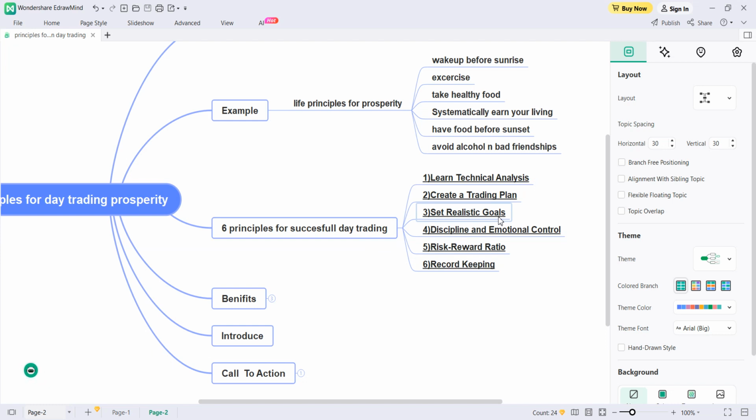Now, what are the benefits of following these principles? We should know, right? Whenever we do something in life, we should know the benefits.